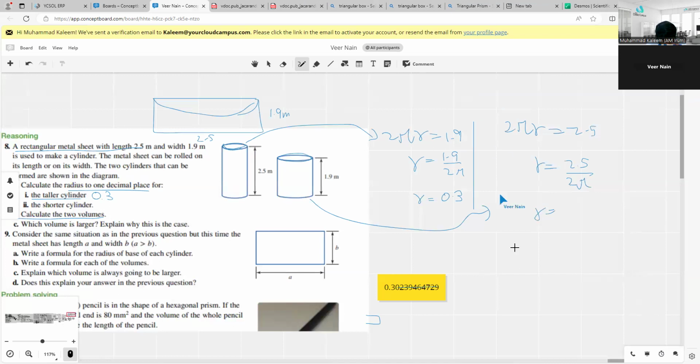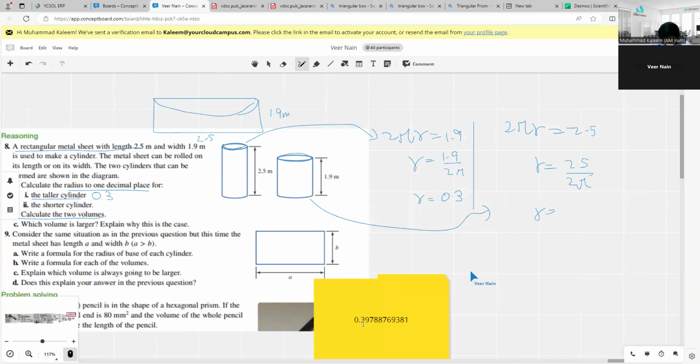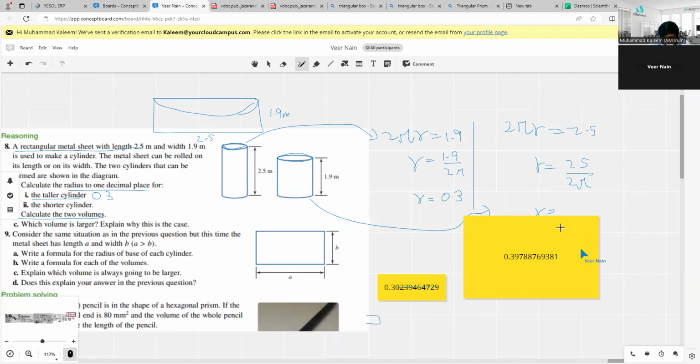It's slightly different. When we round off this one to 1 decimal place, we must add 1 to the 3, because the next digit means that it would be 0.4. And what's the unit? We must write the unit with it. 0.4 meters. Meter or centimeter? Meters, exactly, because our lengths are in meters.